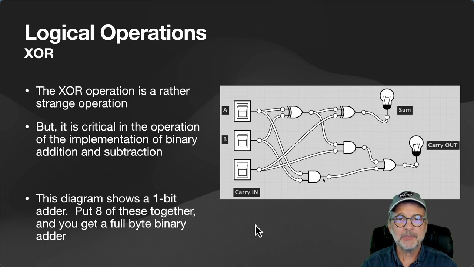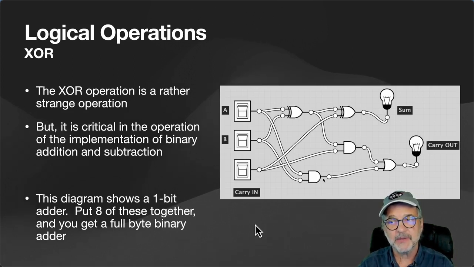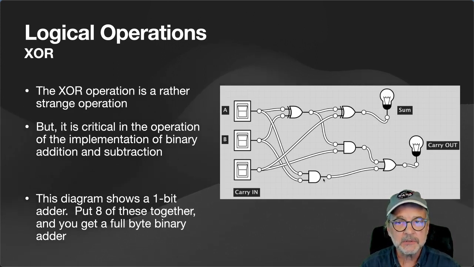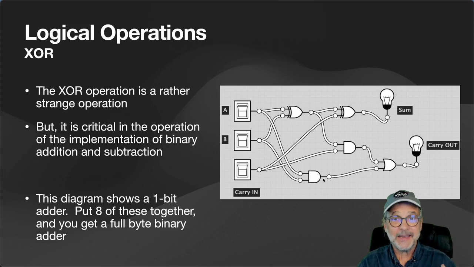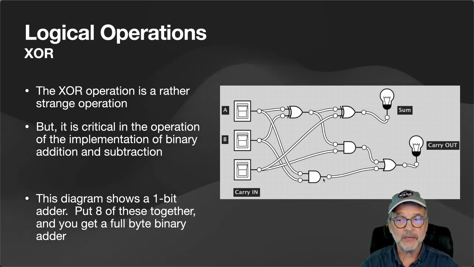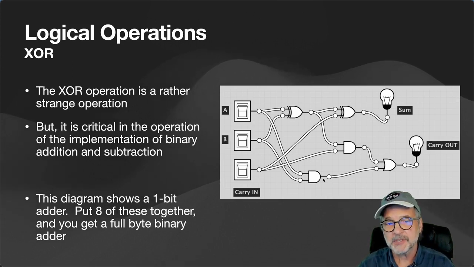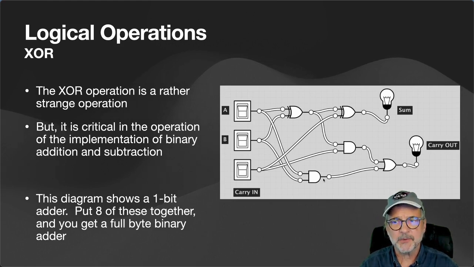Now here's an example of using exclusive OR gates, and the exclusive OR gate is an OR gate with that curved line on the input side. Using an exclusive OR gate, AND gates and an OR gate, you can actually create a 1-bit adder. So it is critical in the operation of binary addition, and we're going to actually see a demonstration of this in a little while.